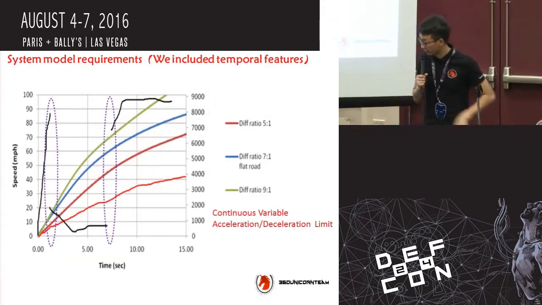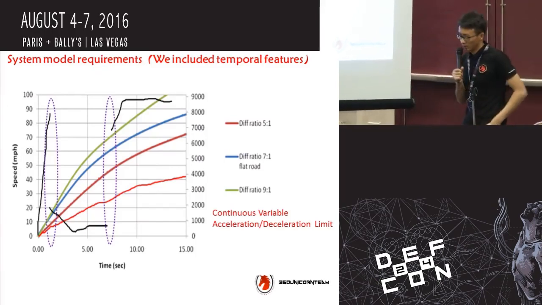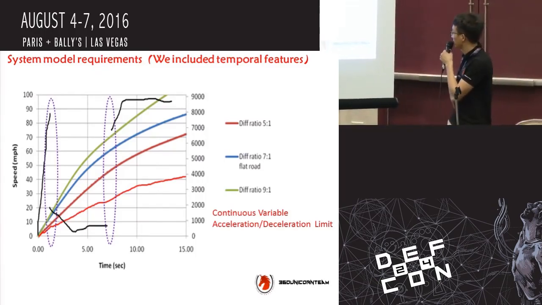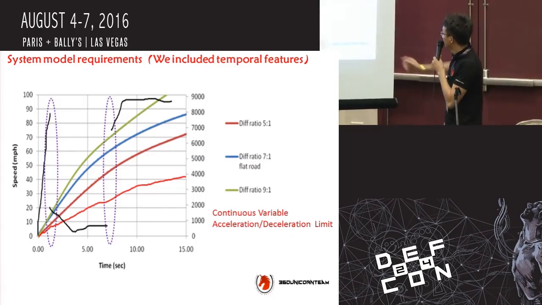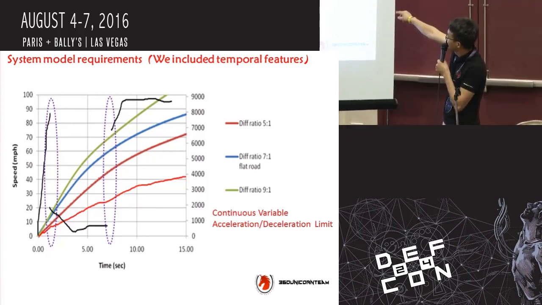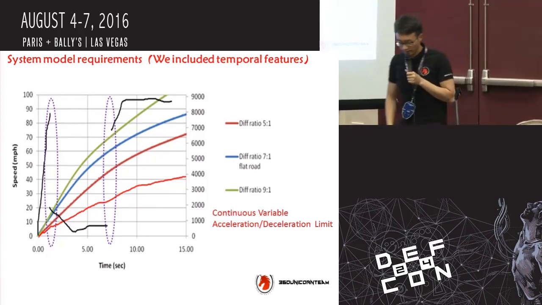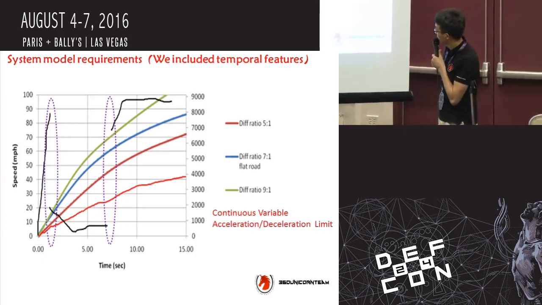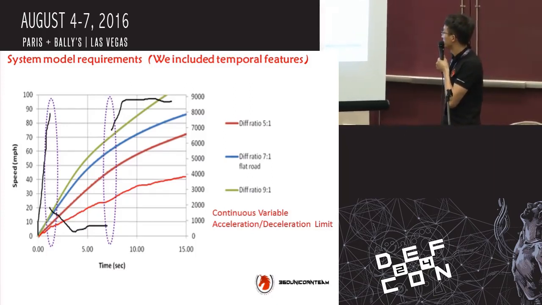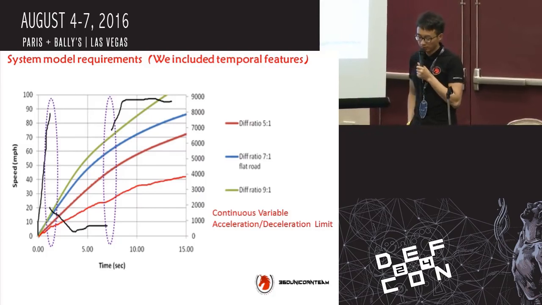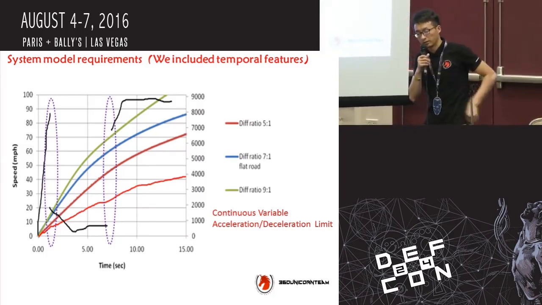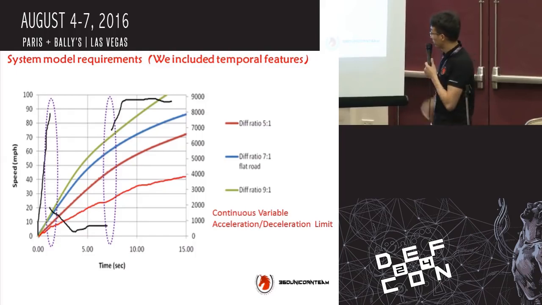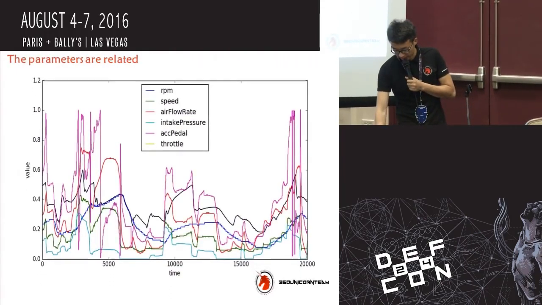So this is, you can tell from the speed, a graph that I grabbed directly from the internet, where you can see the speed and the gear ratio. They are not even linear. The relation between them is not linear. And you can tell that the speed is also a continuous variable. So we need to take these features into consideration to detect the attack.